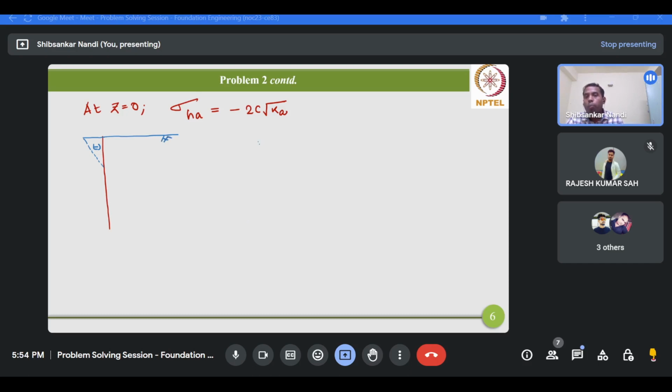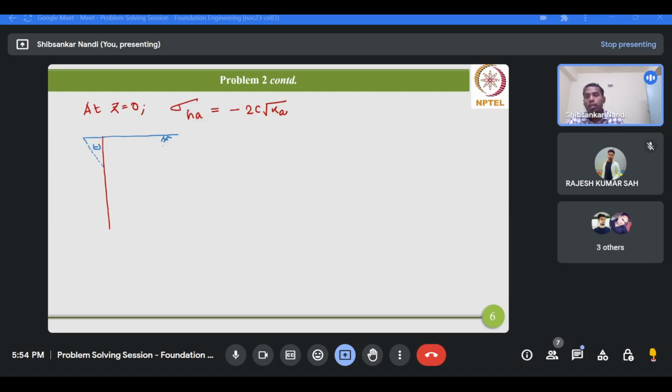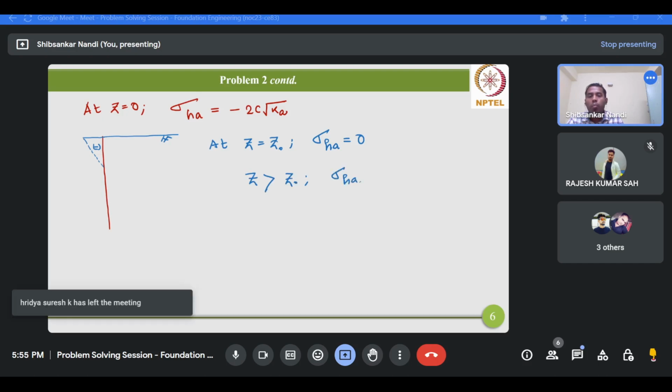Now if you go below, suppose you are increasing the z value. At some level, at z equals z0, what will happen? This sigma HA would become 0. So it will intersect this axis. Now if you go further down, that means z greater than z0, you will have positive lateral earth pressure. So you will have the distribution something like this.